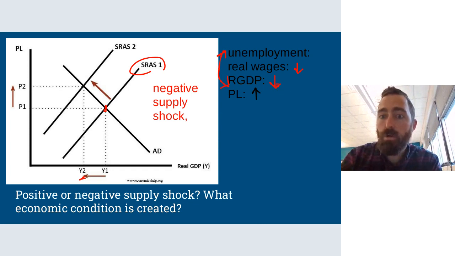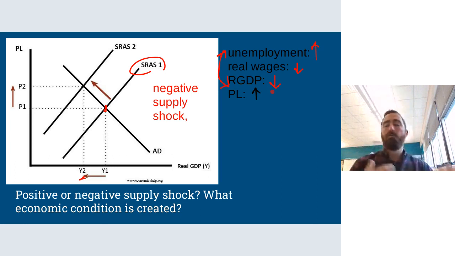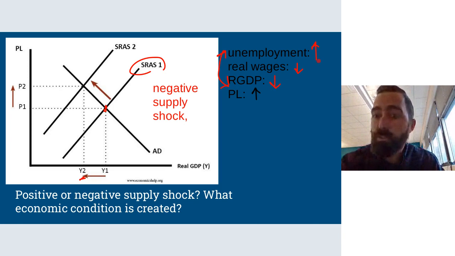When real GDP falls, unemployment rises. It's a negative relationship. When real GDP falls, that means businesses are putting less towards production. People aren't demanding as many goods and services, in this case because of prices, so you don't need as many workers. You're not producing as much, so you're laying some people off. When real GDP falls, unemployment rises.